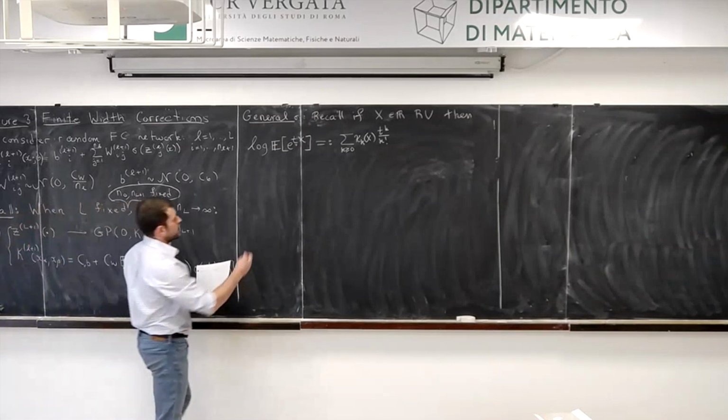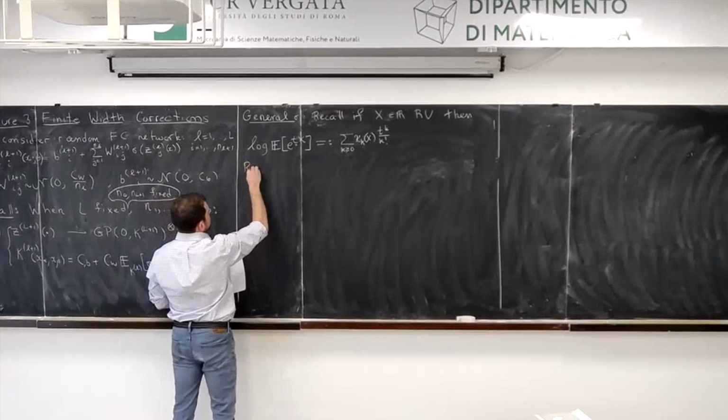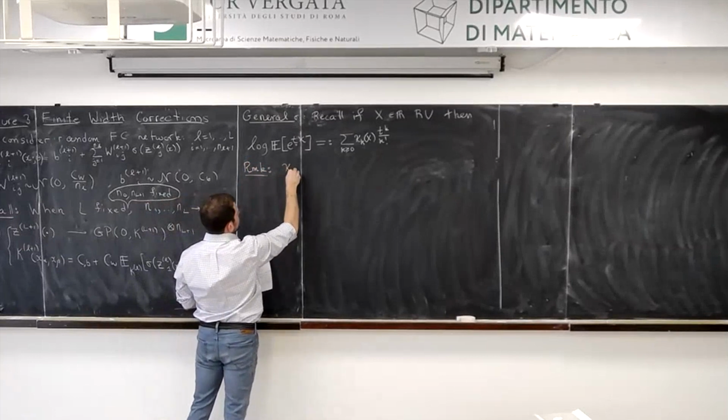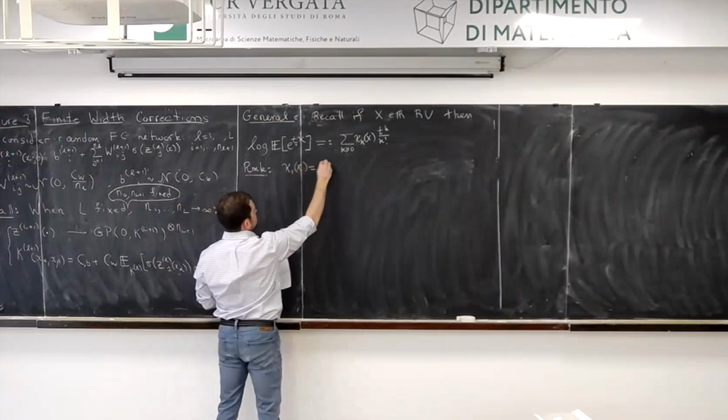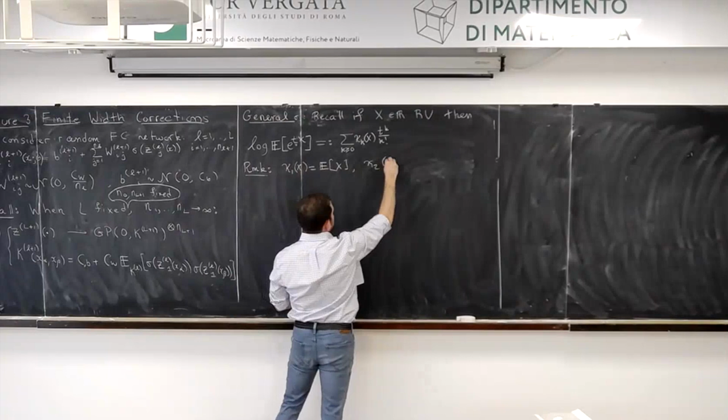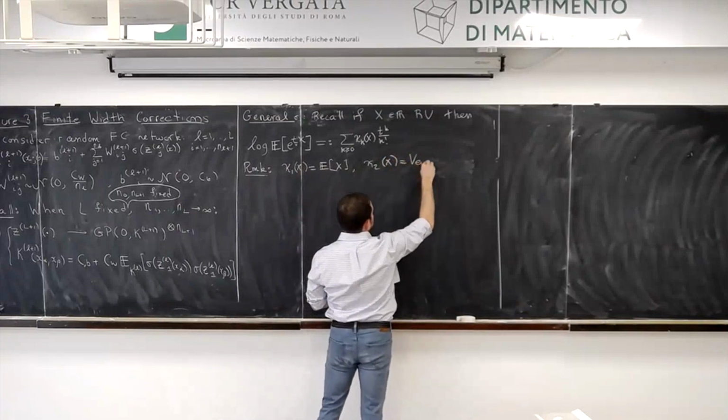Okay, so some remarks, again, to orient ourselves. In general, kappa_1 of a random variable is its mean, and kappa_2 of a random variable is its variance.